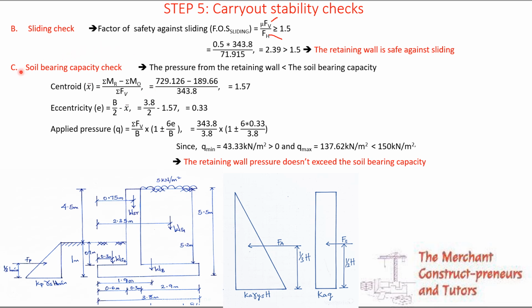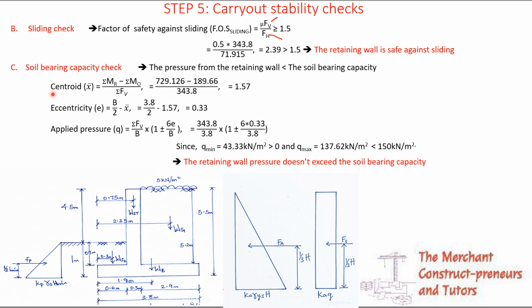So the last stability check is the soil bearing capacity check. Ensure that the bearing pressure from the retaining wall is less than the soil bearing capacity. Right? So what we're saying is what the soil can carry. We ensure that the weight coming on the retaining wall is not greater than what the soil can carry. If not, it's going to sink, and it's going to collapse, and that is a type of failure.